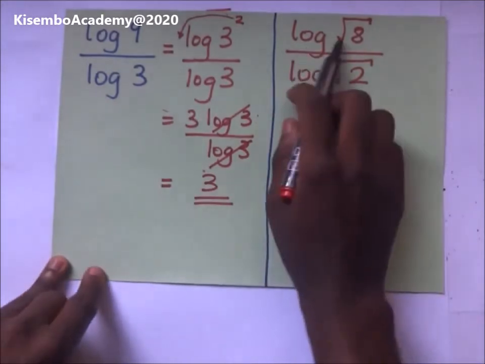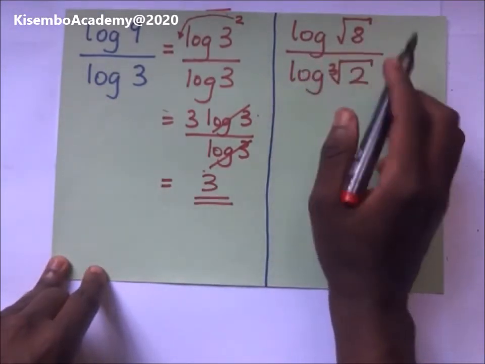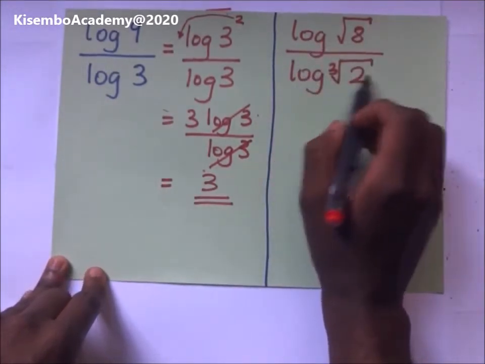So right here we have the logarithm of the square root of 8 divided by the logarithm of the third root of 2.